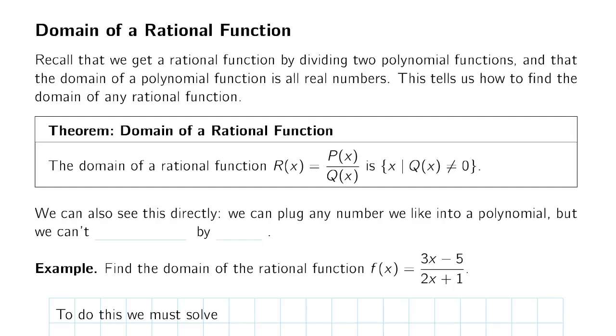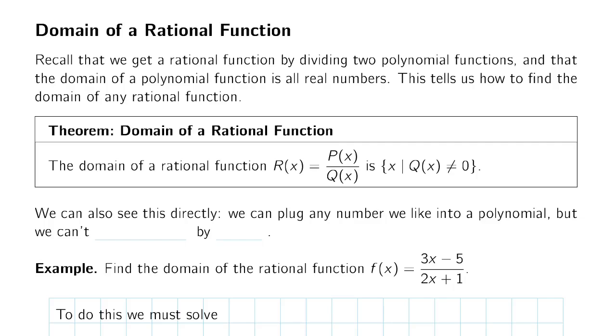Let's talk now about the domain of rational functions. Now, we know that we get a rational function by dividing two polynomial functions. Those polynomial functions have as their domain all real numbers. And so the intersection of their domains is all real numbers. To be in the domain of the quotient, we need to be in the domain of the numerator, in the domain of the denominator, and have the denominator not be 0.